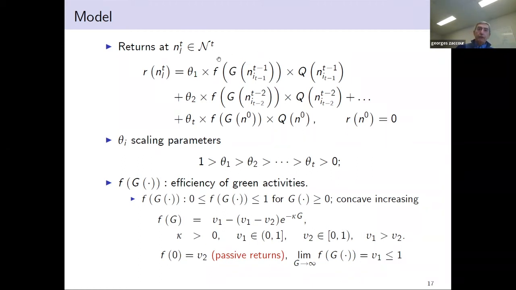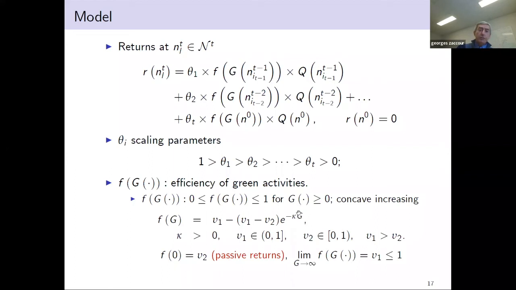Now, we would like to model this efficiency function of green activities. We want it to have the following properties. It has to be between 0 and 1, because I want to avoid having more returns than what I sold in the previous period. And it makes sense to assume that this function is concave increasing, in order to account for marginal decreasing returns. So one candidate for such a function is the following: μ1 minus (μ1 minus μ2) e to the minus κG. Kappa is positive, and the other parameters μ1 and μ2 are between 0 and 1, with μ1 larger than μ2.